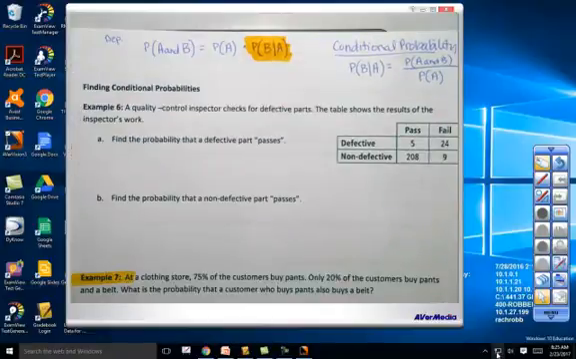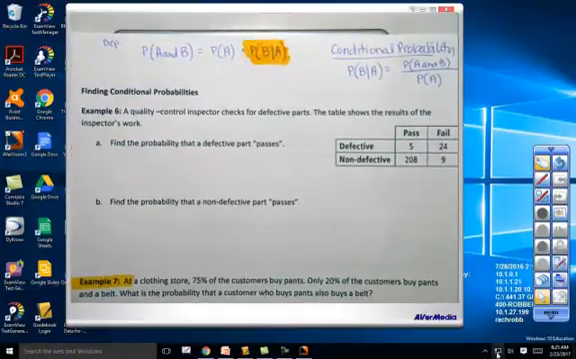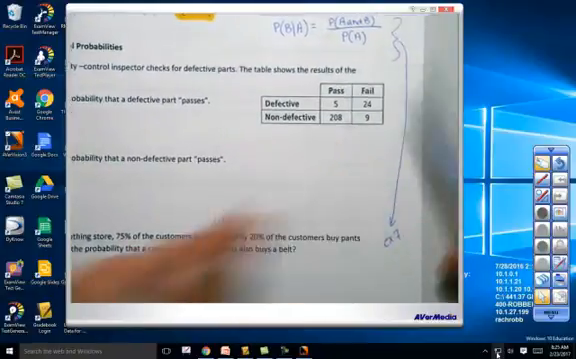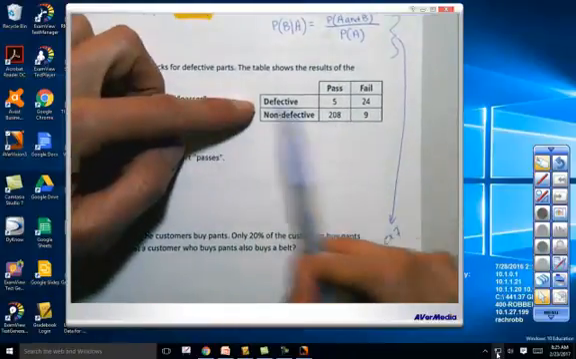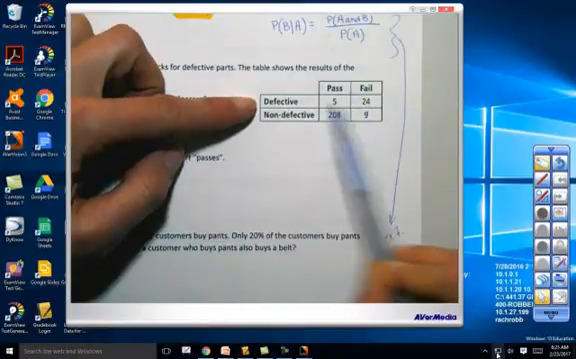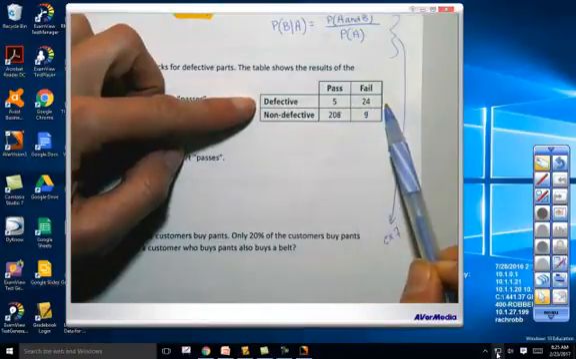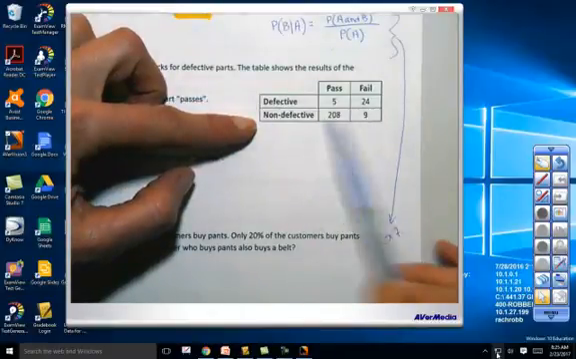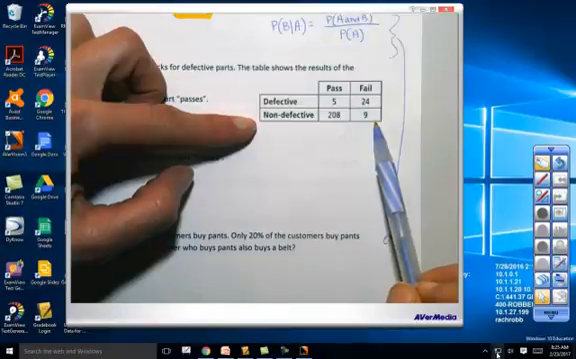Okay, example 6 says, a quality control inspector checks for defective parts. The table shows the results of the inspector's work. The way this table works is that in this row, these are all the ones that were defective, 5 and 24. So there are actually 29 defective parts. The non-defective parts, there were 208 plus 9, so 217 non-defective parts.